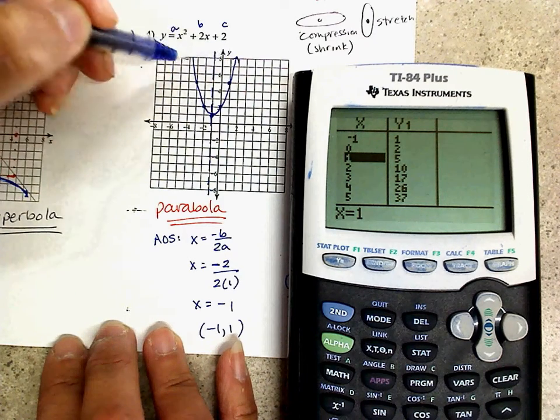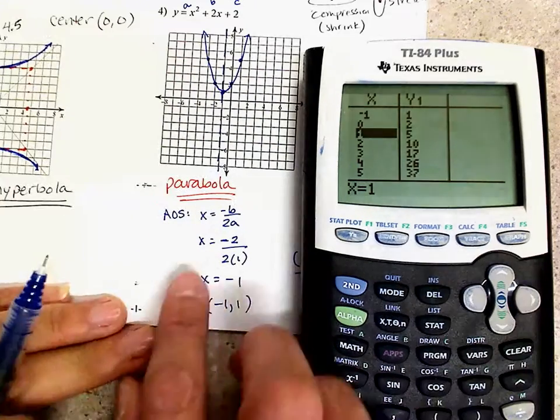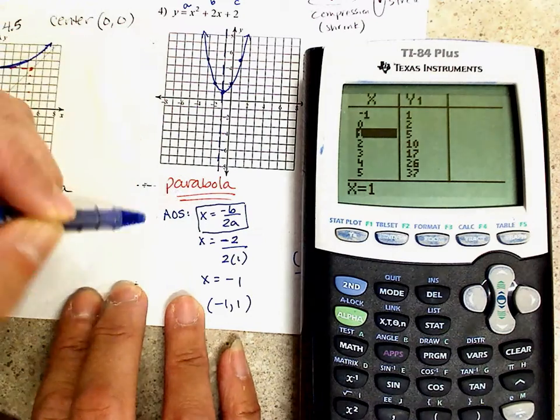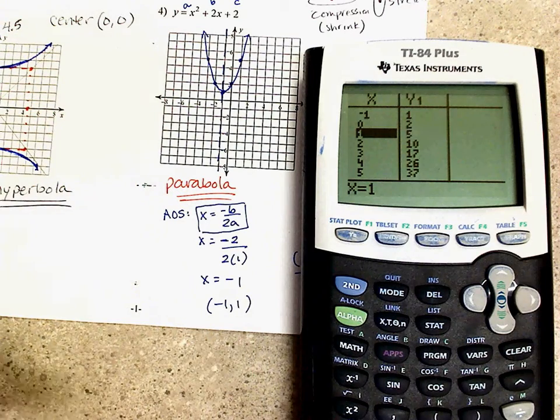So make sure you remember this formula right here: negative b over 2a to help you find your axis of symmetry. Okay? Good luck, guys.